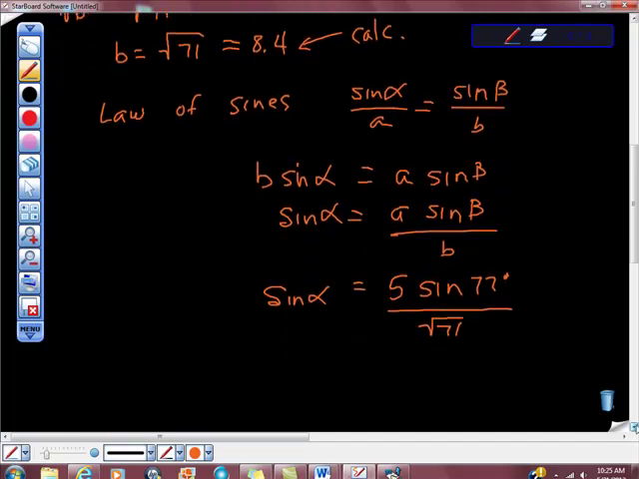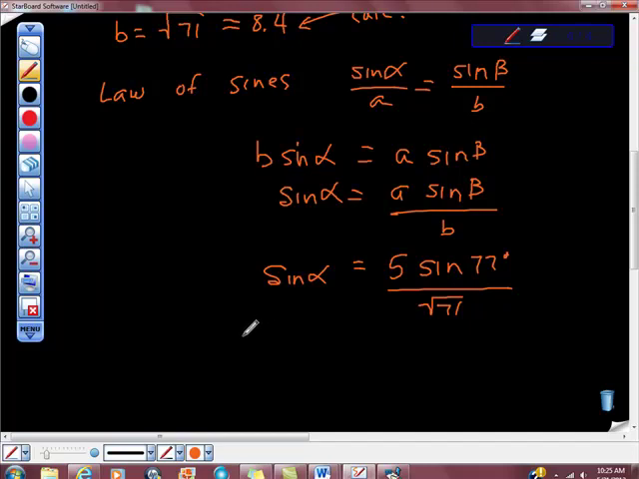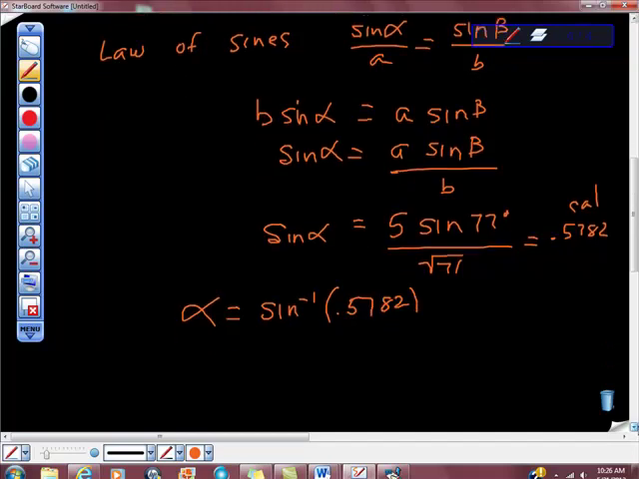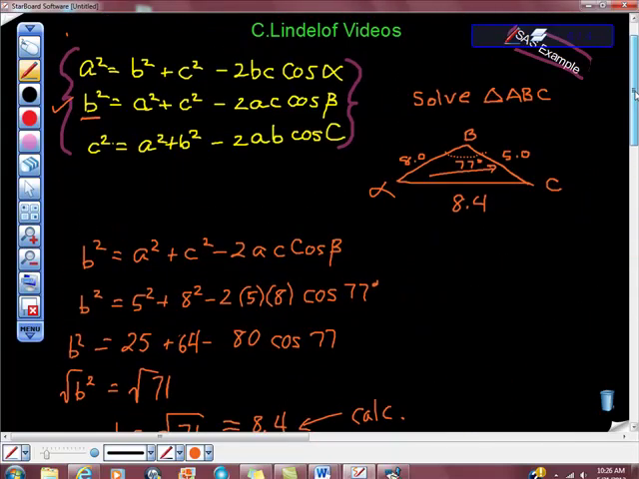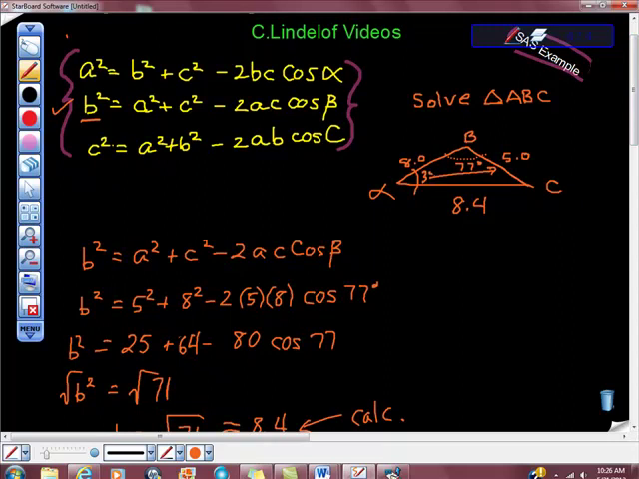Again, now we're at the calculator section. Alpha, that angle we're looking for, because that's what they're asking us for, is inverse sine of all of this stuff, and this stuff comes out to be about 0.5782. I admit I'm using a calculator here. So inverse sine of 0.5782 gives us about 35 degrees. This is a pain in the neck, I admit it. I'm going to go all the way back up here and say this is 35 degrees.